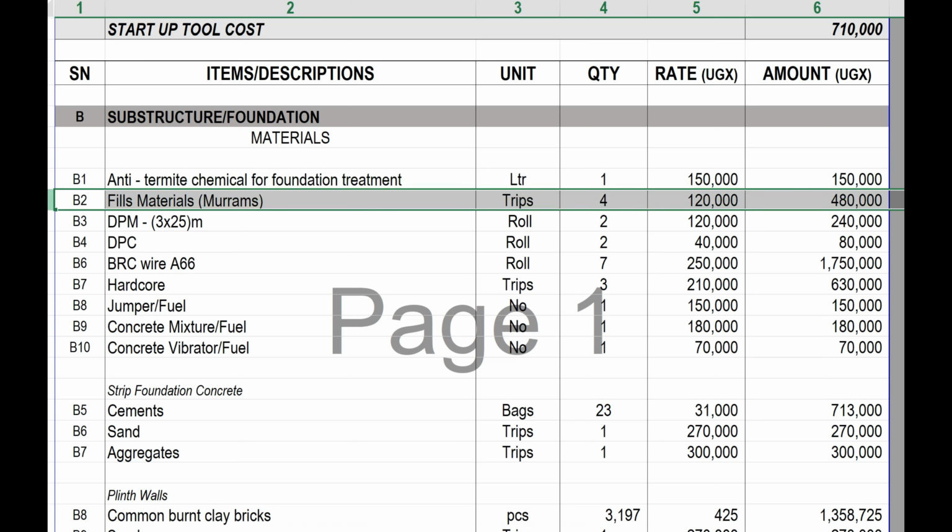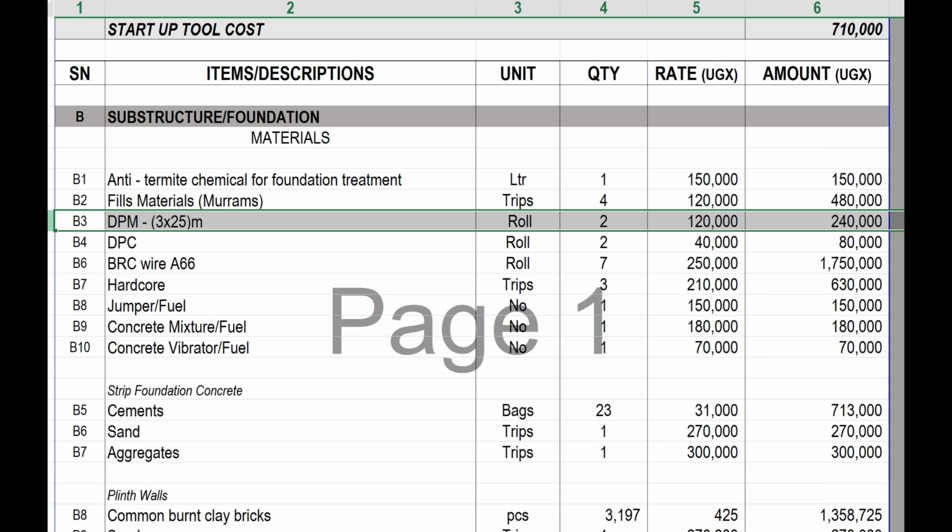And we might also need murram. This murram we use for backfilling after raising the plinth walls, and I think 4 trips can be enough, and you can get a trip at 120,000, summing up to 480,000.